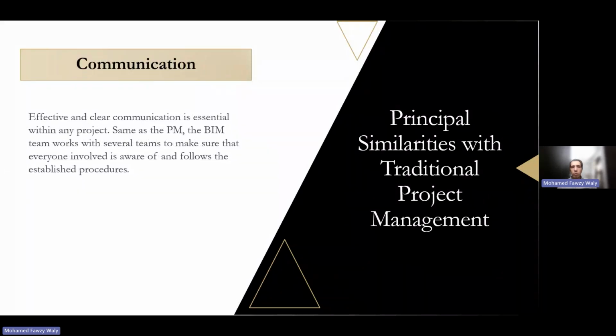Second is communication. As we know, effective and clear communication is essential within any project. Same as any project manager, the BIM team also works with several teams. So they have to make sure that everyone involved is aware of and follows the established processes and procedures that have been agreed from the beginning of the project. Being connected to all the parties across the project and always keeping good, active communication with them is one of the main roles of project management, and it also exists the same with the BIM teams or BIM people, as we say, for all the teams.